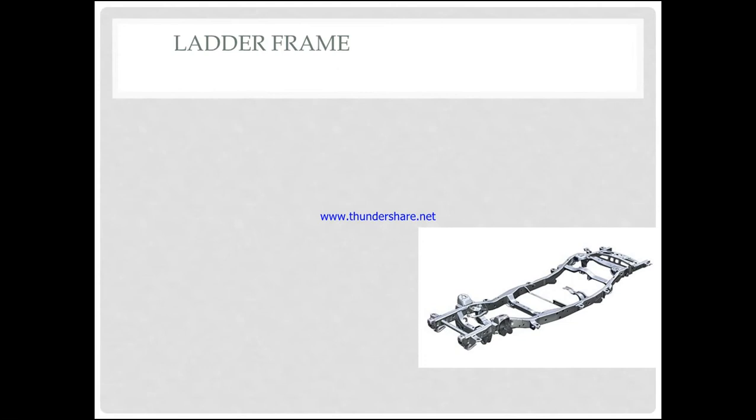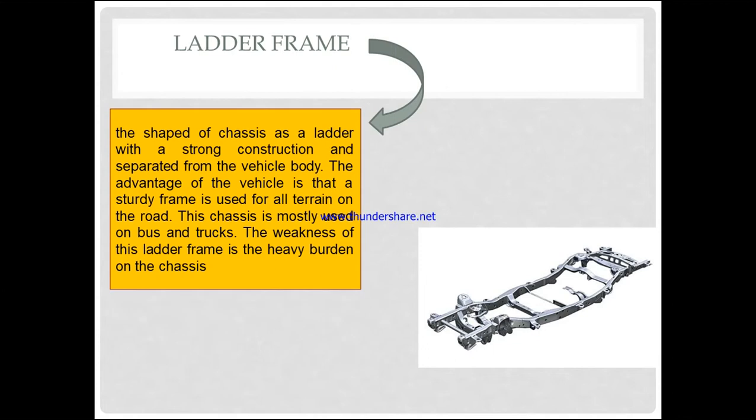Number 1, ladder frame. The ladder frame is a chassis shaped like a ladder, with a strong construction, separated from the body. The advantage of this vehicle is its sturdy frame, used on all terrain and roads. This chassis is mostly used on buses and trucks. Why is this chassis suitable for trucks and buses? Because it is very suitable for heavy use on long trips with more capacity.